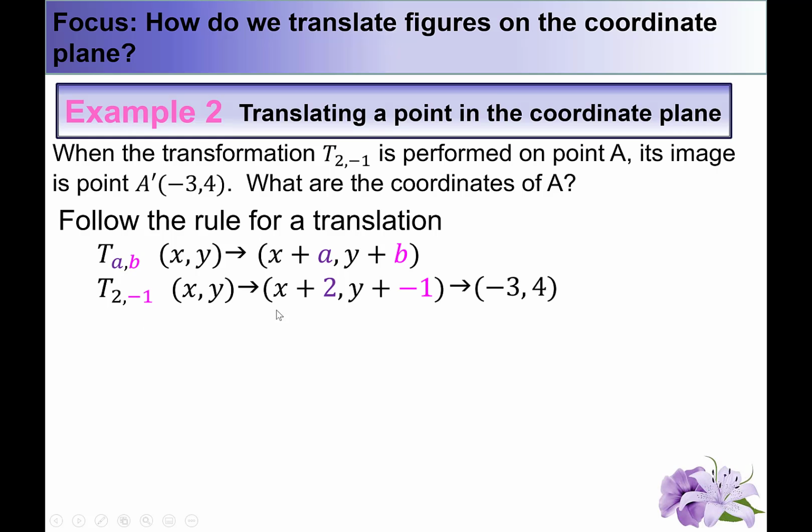So now we can write an equation. We know that x plus 2 has to equal -3. So I can solve for x. I can just subtract 2 from both sides of the equation, and x is equal to -5. Here, y plus -1, or y minus 1, has to equal 4. So if we add 1 to both sides of the equation, we get that y is equal to 5. So we know the coordinates for point A are -5, 5.